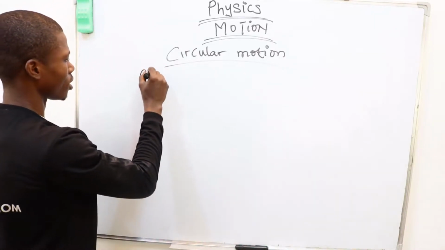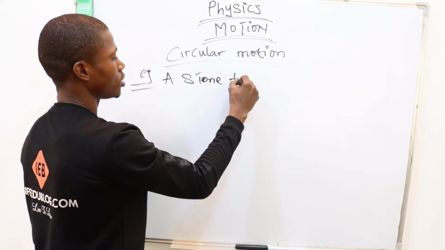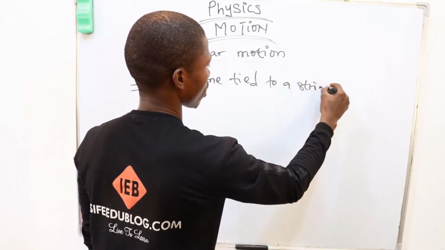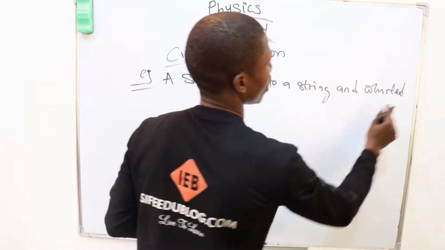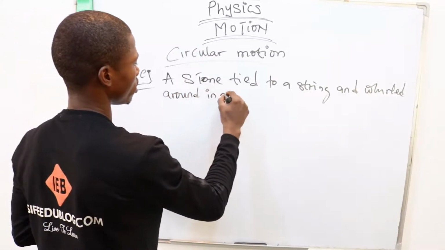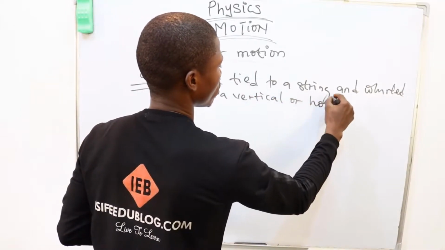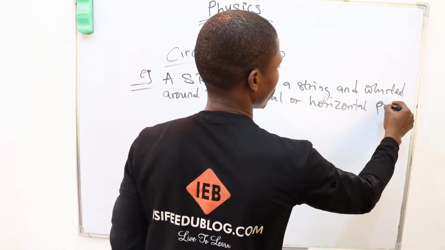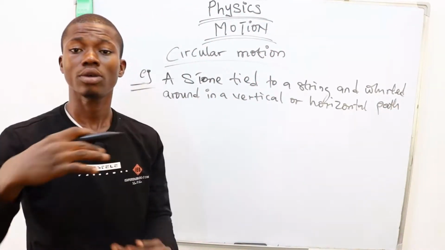So number one example, let me write, is when a stone tied to a string and whirled around in a vertical or horizontal path. Okay, when the stone is whirled around horizontally or vertically.